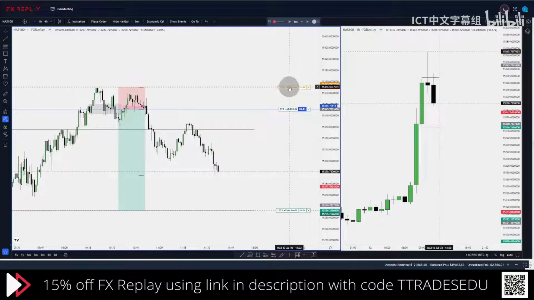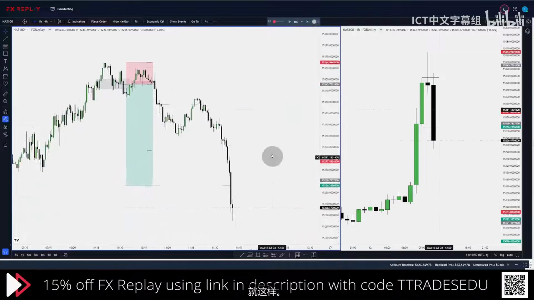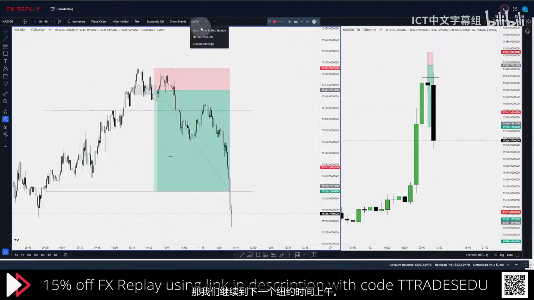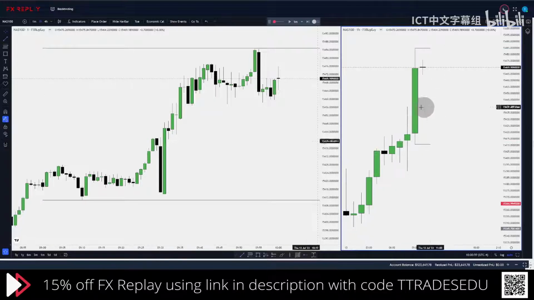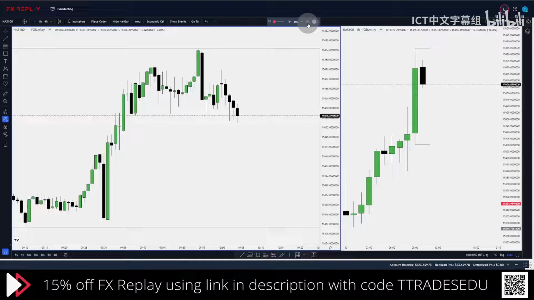3R, move my stop to break even. And there we go. So let's go to the next New York AM session. Going to mark out the 9 a.m. candle's low and the high. And let's see what happens.